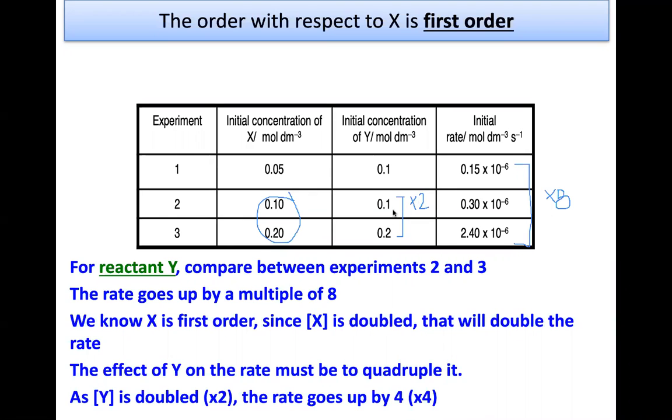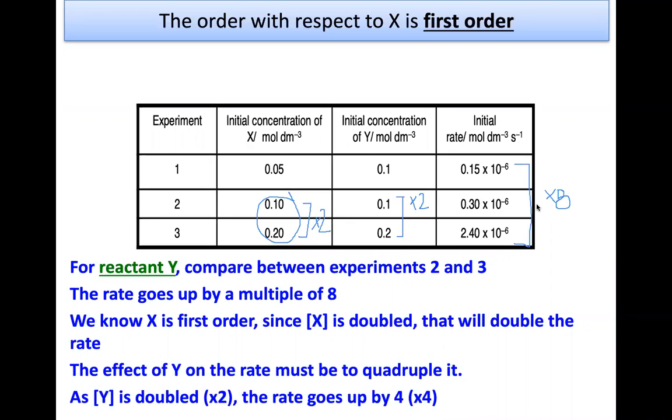So the concentration of Y increases by 2. I know that you're only focusing on Y, but you must not ignore the fact that X is also increasing here. X is increasing by 2. So that means your rate is affected by both the concentration of Y and the concentration of X. Now, for this example, it's more obvious because the rate is increasing by 8. If you look at just Y, increasing the concentration of Y by 2, the rate increases by 8, it doesn't make sense. So that means there must be another factor causing this.